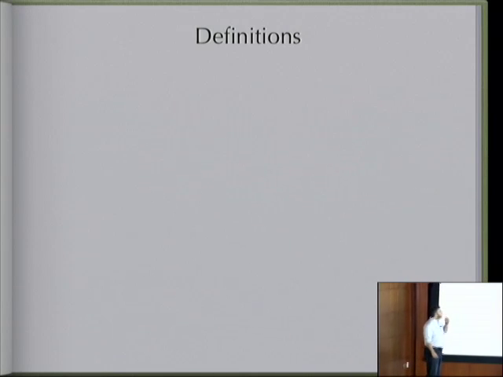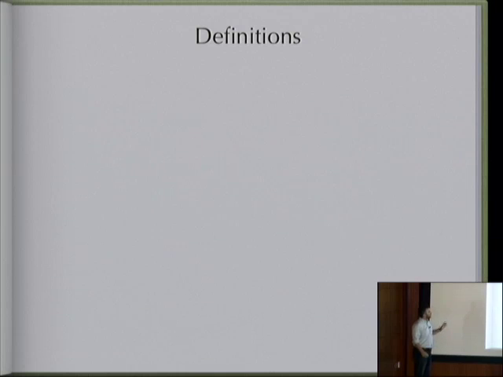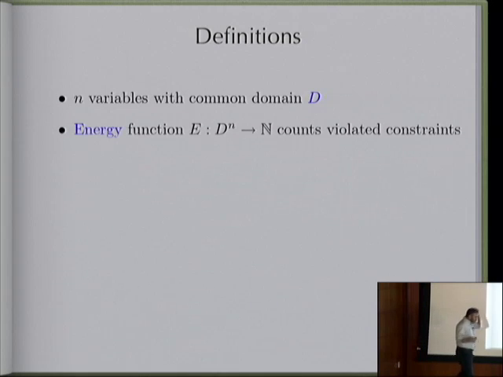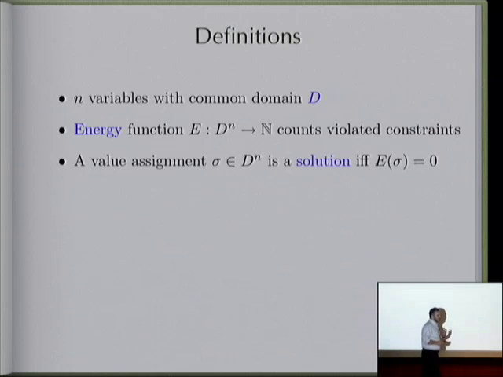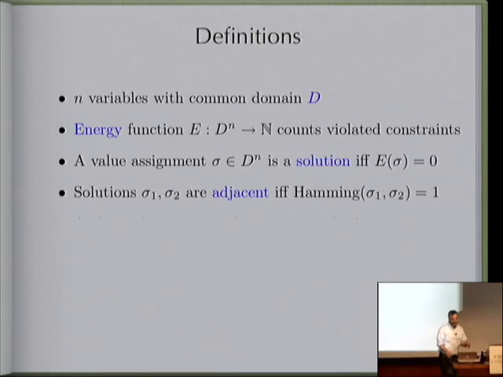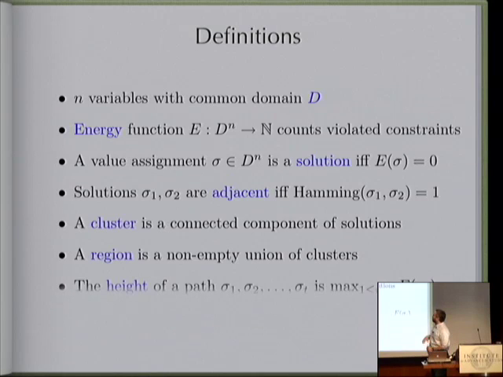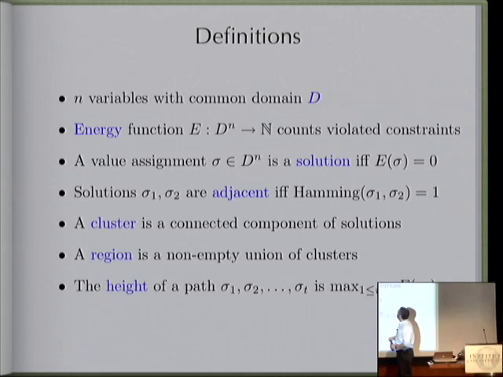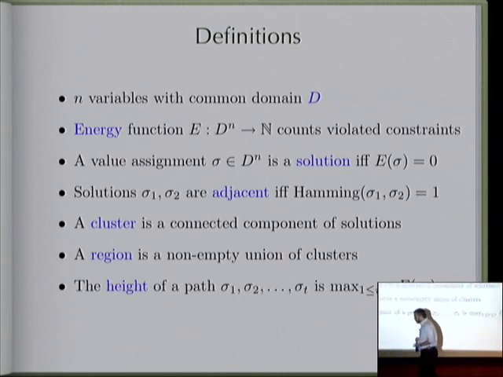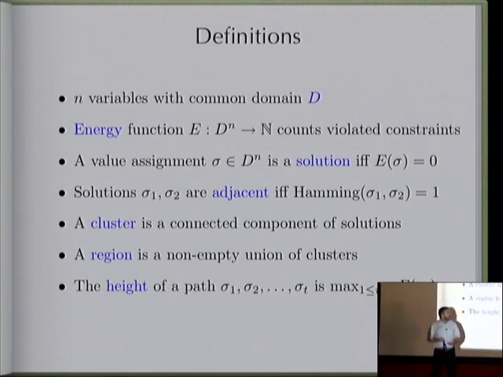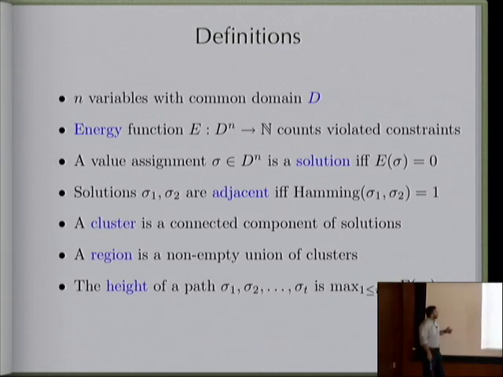So just in order to be able to formulate the theorem, I just need a few definitions, but I think these are the only definitions in the talk, and I think they're fairly natural. So we're working with n variables, and they all have the same domain D, and sort of adopting a bit of the physicist's language, we will say that we have an energy function which maps configurations of the variables to the integers, and all that simply does is it counts the number of violated constraints. So in particular, a value assignment is a solution if and only if it has energy 0.